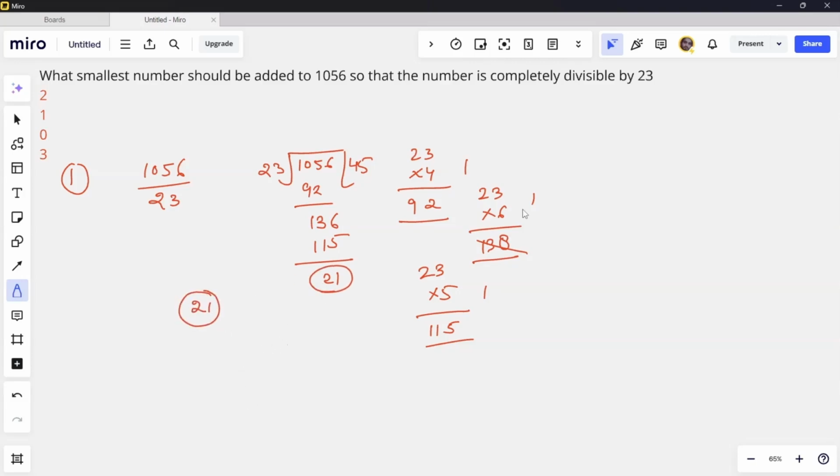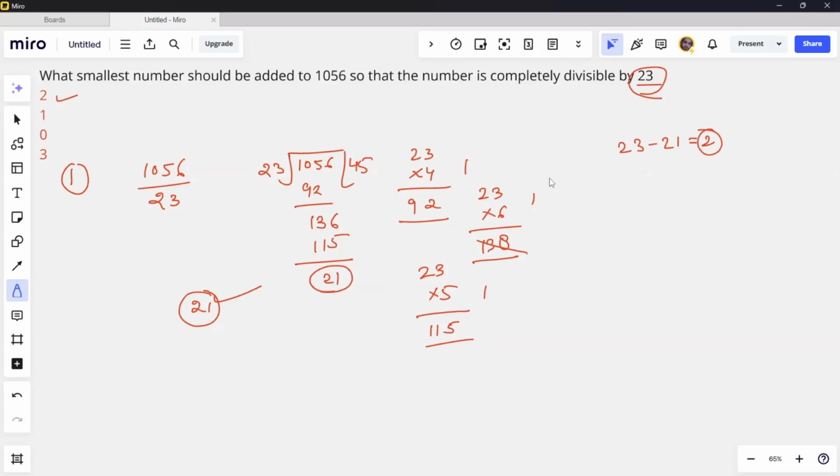So what we will do, we will subtract the remainder from the divisor. This is our divisor and this is our remainder. We will simply subtract the remainder from the divisor. So our answer is 2 and our first option is the correct option.